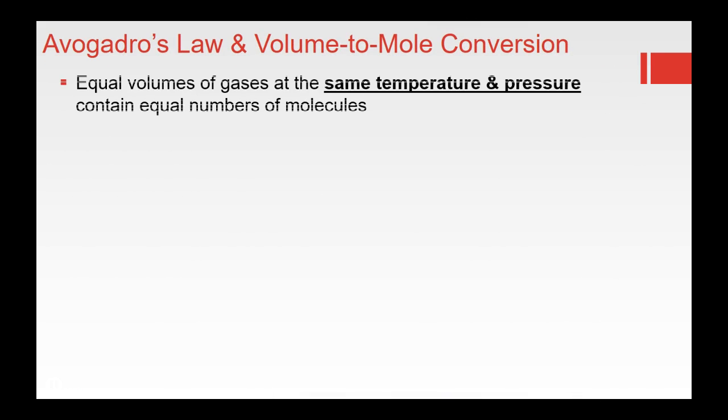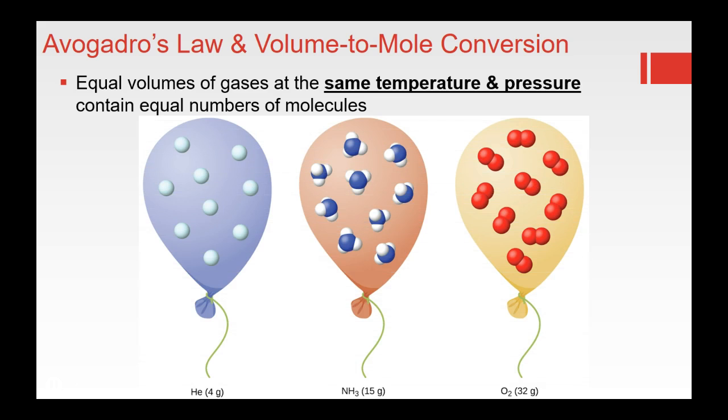So Avogadro's law basically comes along to the idea that if you have the same volume of gases at the same temperature and pressure, they are going to contain the same number of molecules.